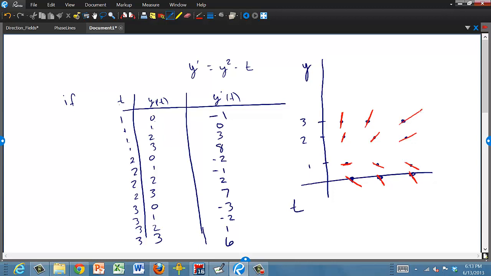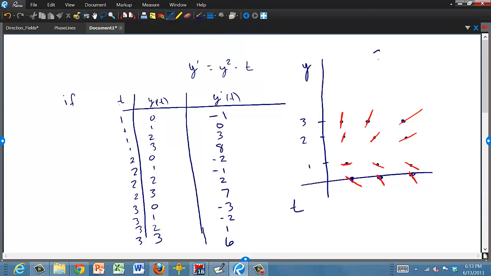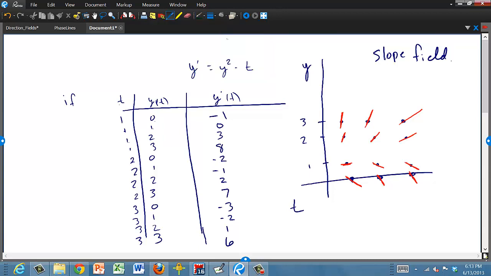So like that. Now when you draw this information on here like that, this is called a slope field. And from the slope field we can get some information. We can get an idea what solutions look like. Now suppose a solution passes through a point right here.